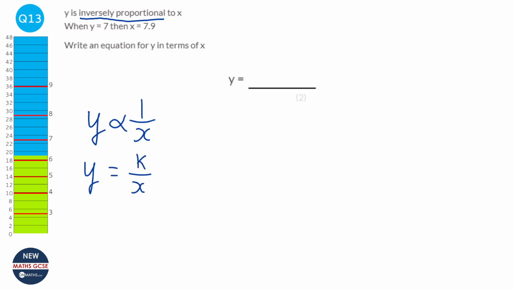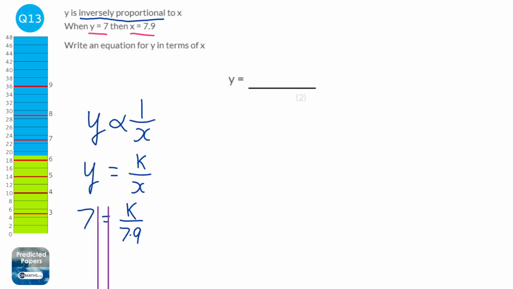So what we need to do is find out what a value of y and a value of x are somewhere on the graph that would be formed from this, and we've got that in this question. So we know that when y is 7, then x is going to be 7.9. And what I need to do now is just draw my lines down. And what I'm going to do is I'm going to just times both sides by 7.9. And so we have k equals, and it'd be 7 times 7.9, which is 55.3. So we know that k is 55.3.